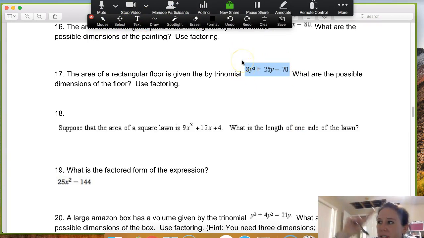First thing before we start, is there a greatest common factor that I could pull out to make this easier? 8, 26, and 70 are all even, so at least 2 divides out. Is there anything bigger than 2?